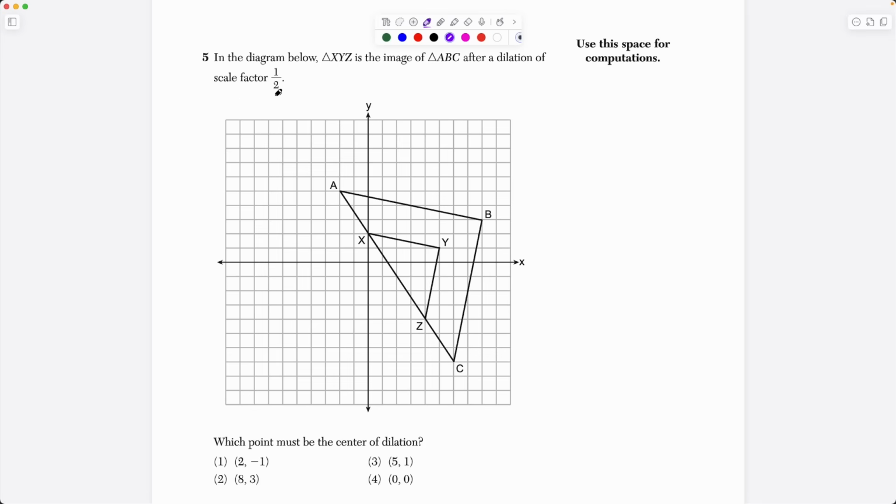Question 5, in the diagram below, triangle XYZ is the image of triangle ABC after a dilation of scale factor 1/2. Which point must be the center of dilation? So for a question like this, I like to go back to the concept of what a dilation is.